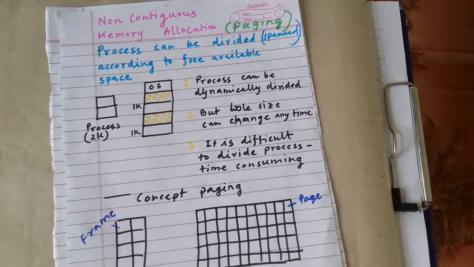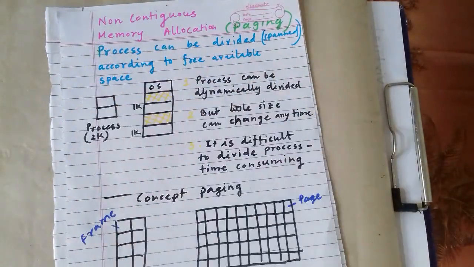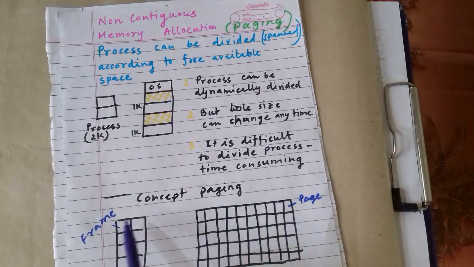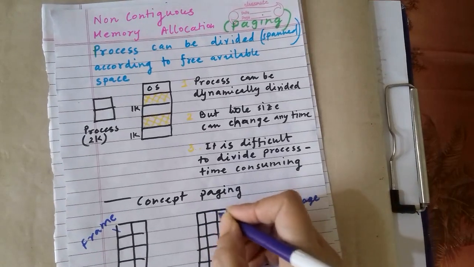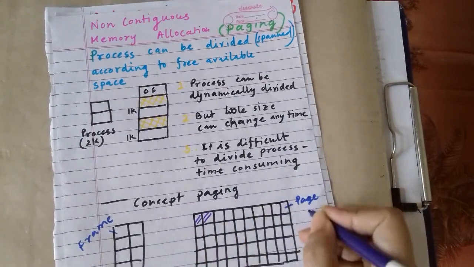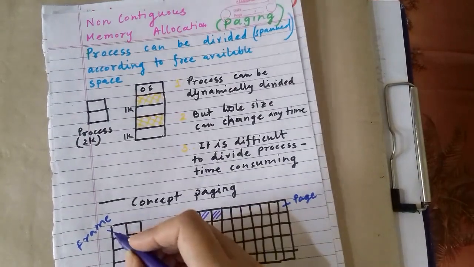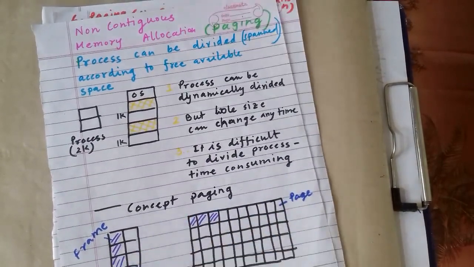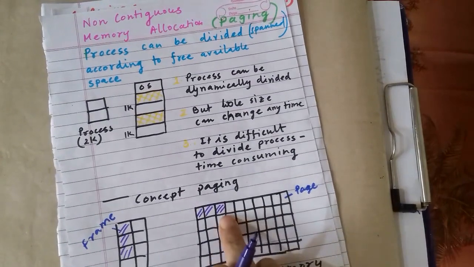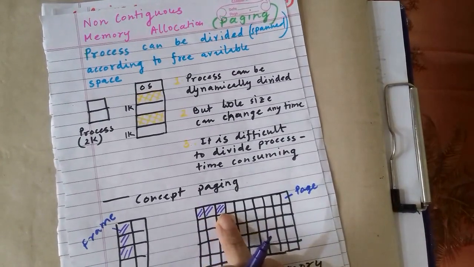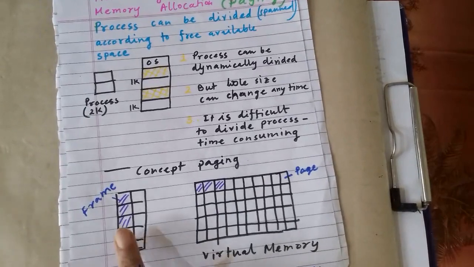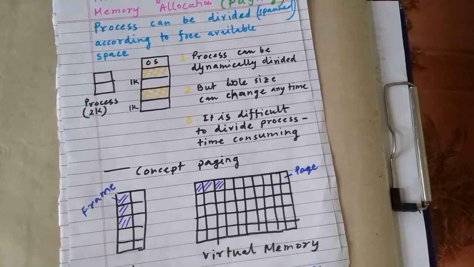So what we can do is divide the virtual memory in the non-contiguous memory allocation scheme. We divide the virtual memory into equal sized blocks called pages, and we divide main memory into equal sized blocks called frames. Suppose one process takes 2 or 3 pages here. When we bring the same process to main memory, it also takes 3 frames. So if it takes 3 pages in virtual memory, it will take 3 frames in main memory.